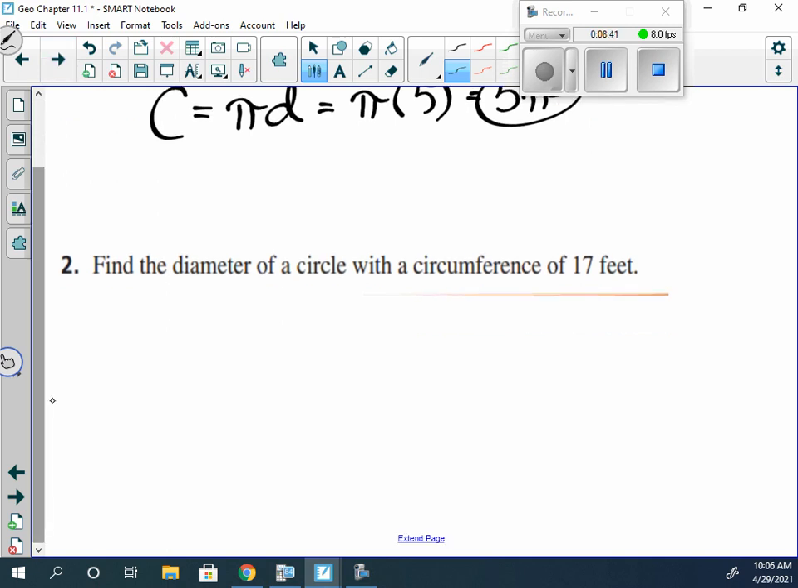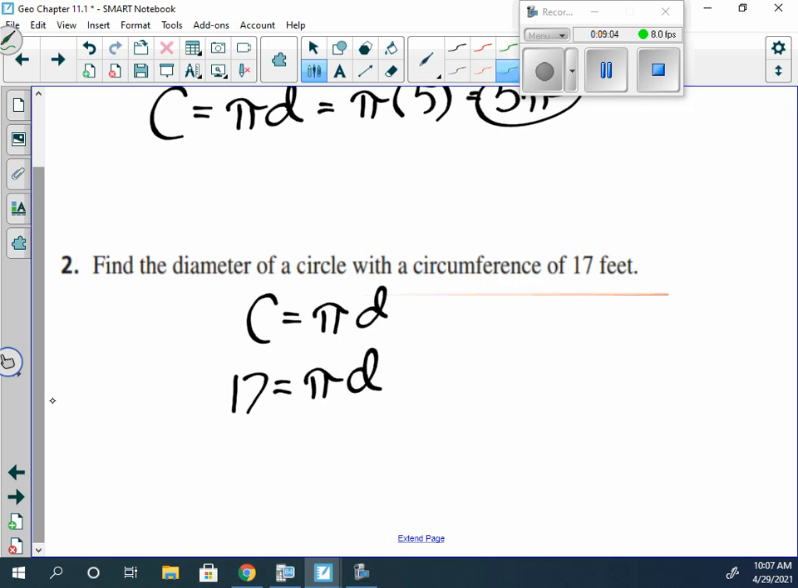Now we can also do the same thing with finding the diameter given the circumference, like we did with radius. Find the diameter of a circle with a circumference of 17 feet. So we're still using C is equal to pi times the diameter. Well, the circumference is 17, so we can plug it in.